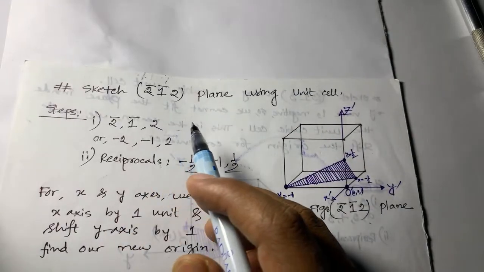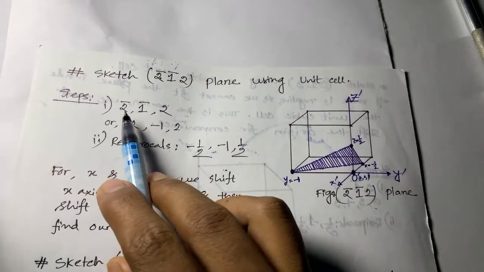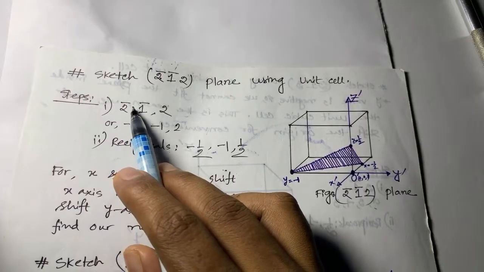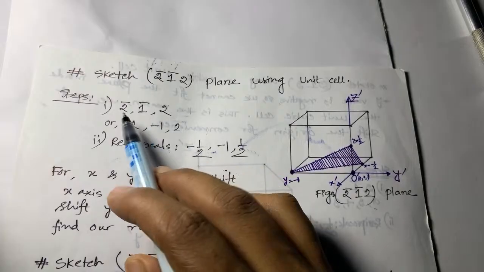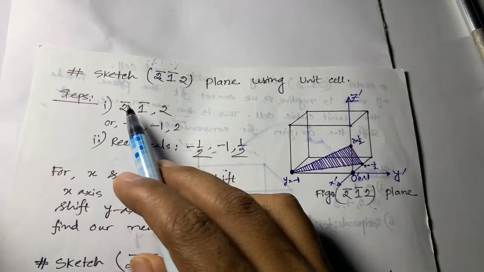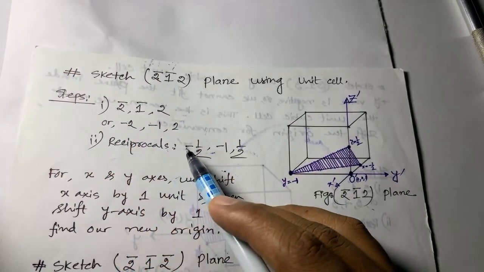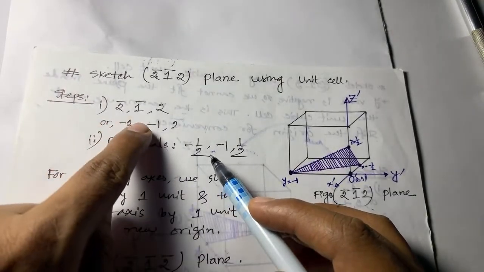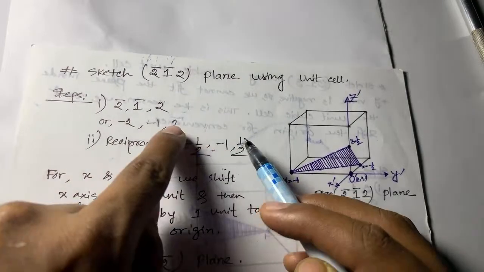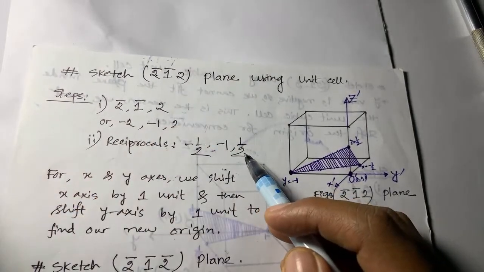So the steps are the same, guys. First things first, we know that this is basically -2, -1, 2, because bar actually means negative, right? Now take the reciprocals. You get the reciprocal of -2, which is -1/2, the reciprocal of -1 is -1, and the reciprocal of 2 is simply 1/2.